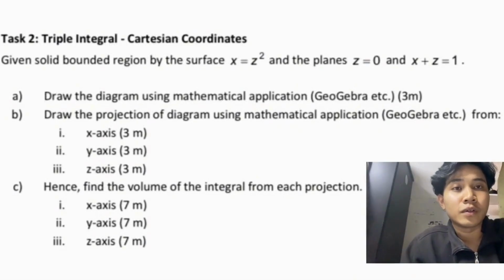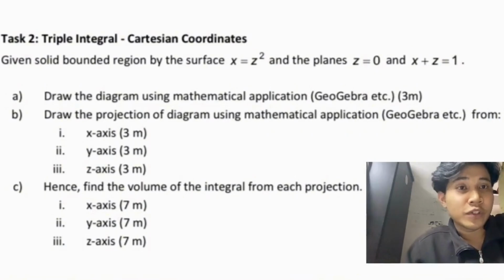My name is Muhammad Ijaz Mullah bin Muhammad Nazari, and today I want to explain task 2, which is triple integral in Cartesian coordinates. The question already gives the equation for the surface, x equals z squared, and the planes z equals 0 and x plus z equals 1.